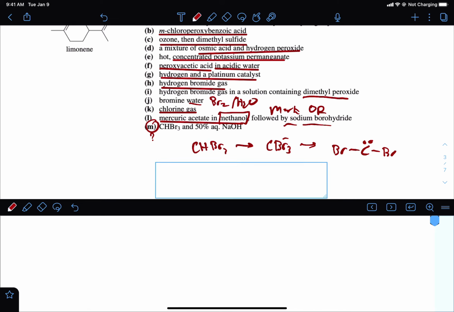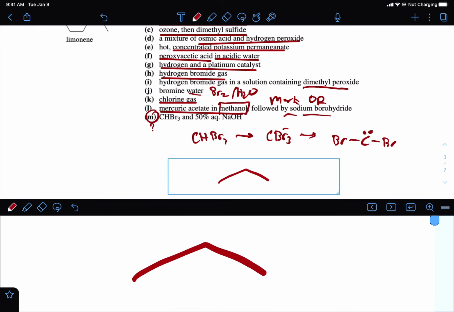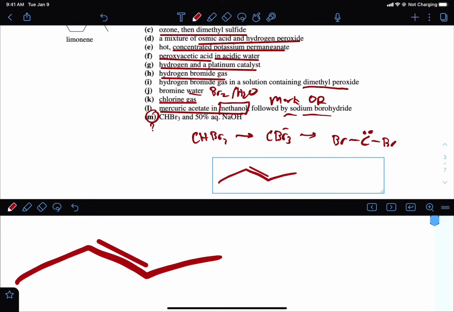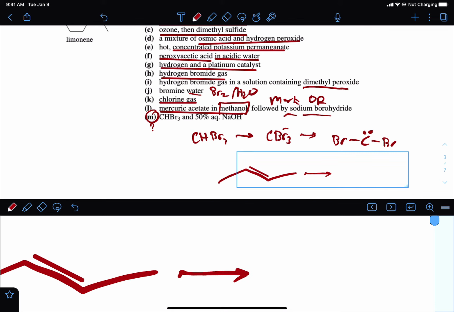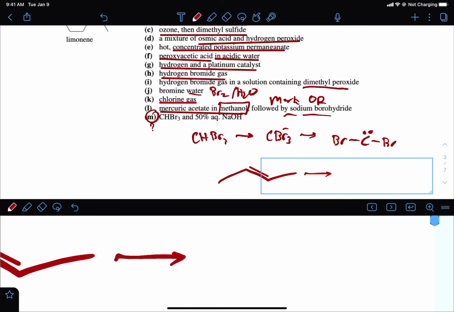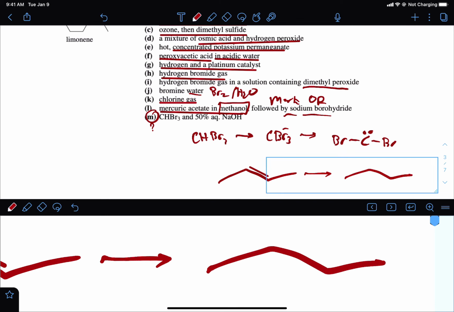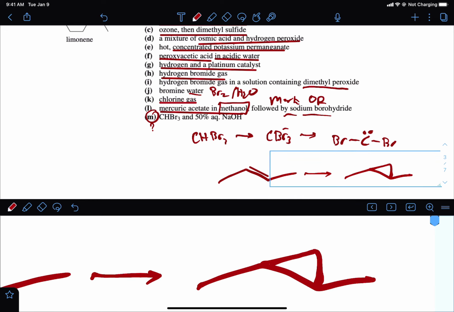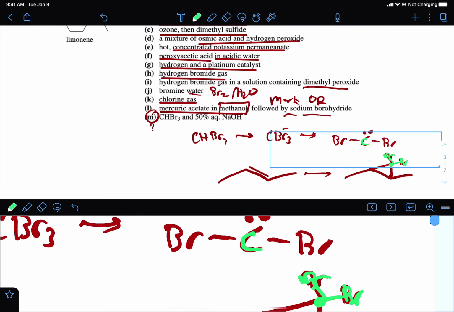And what this does, let me just show you that because we haven't seen that yet. If you take an alkene and you add this carbene to it, it's going to make a 3-membered ring with the carbon that ends up with the 2 Brs on it. So this carbon with the 2 Brs is this carbon with the 2 Brs.